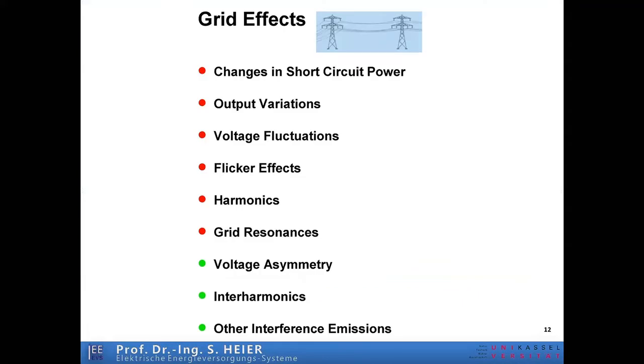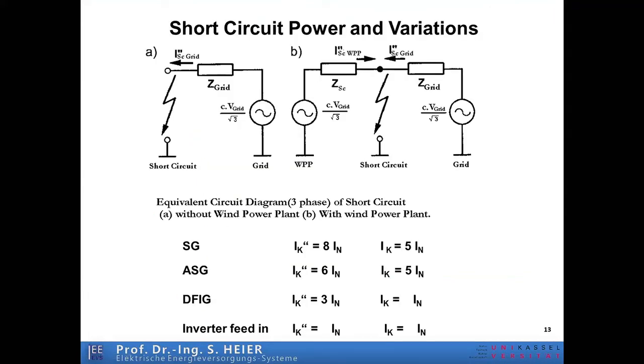And now let us come to the grid effects. At first, I will come to the change in the short circuit power. When we have the grid like here, then we limit the current by this impedance, and we get a short circuit current. But when we integrate a wind park into this grid, then we get a short circuit current from the grid and a short circuit current from the wind park.